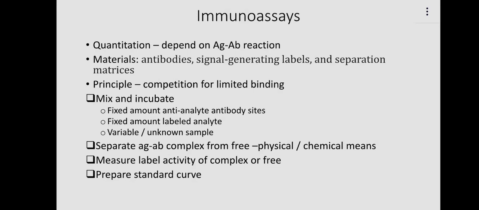So the simplest outline of an immunoassay follows the following outline. The reagents are mixed and incubated. So these reagents would include a fixed amount of the analyte antibody sites, anti-analyte antibody sites, a fixed amount of labeled analyte, and a variable amount of the unknown or the standard.